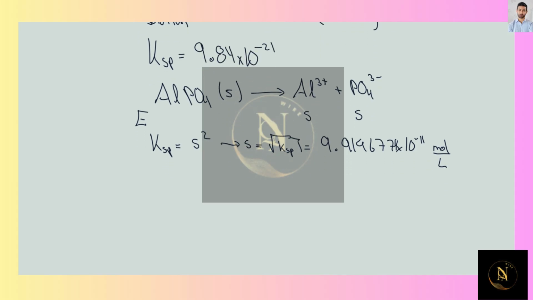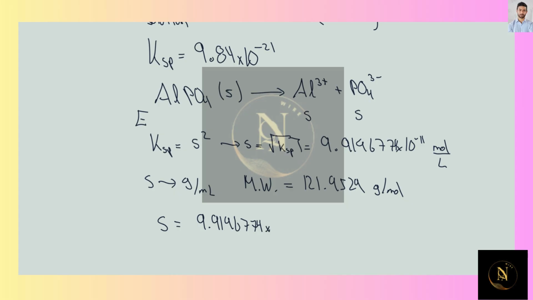So now with this solubility, we can transform it into grams per liter or grams per milliliter. So what we're going to do in this case is transform S into grams per milliliter. In order to do that, we know that the molecular weight of aluminum phosphate is going to be equal to 121.9529 grams per mole. So the solubility is going to be equal to the value that we just got, 9.6774 times 10 to the minus 11 mole per liter.